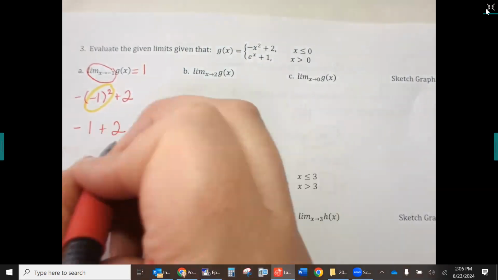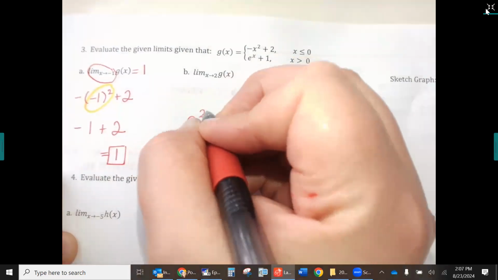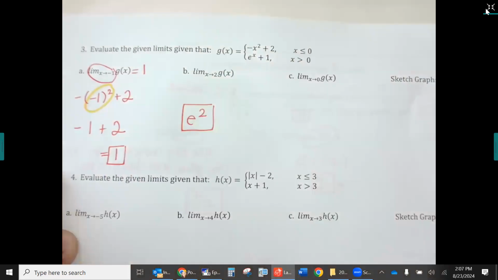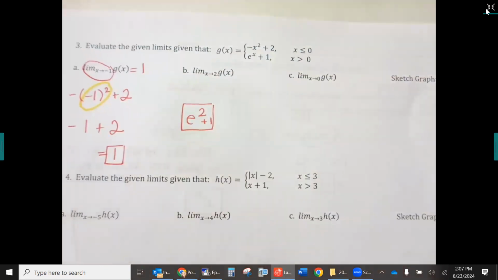Okay, for your second answer, you should have gotten E squared. Everybody good there? Oh, wait, am I wrong? E squared plus, oh, I see what you're saying now. You're right, my bad. Okay, E squared plus 1 is correct. Okay, now go to C.